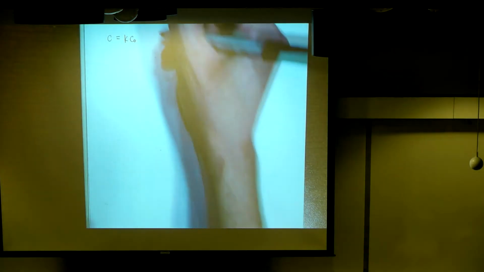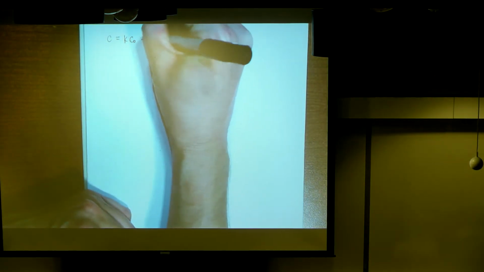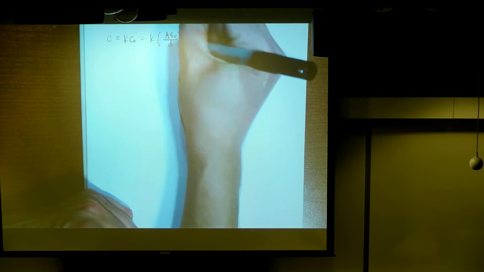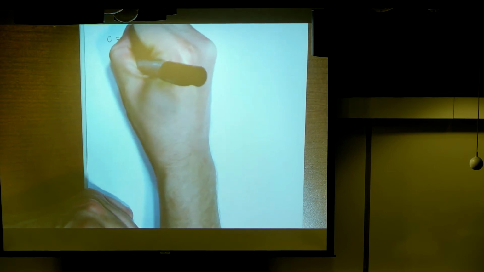Now this is a parallel plate capacitor, right? It doesn't have any other type of geometry like a cylinder or something. Can anyone tell me what is the formula for the capacitance of a parallel plate capacitor? A epsilon naught over D. Yeah, so this is A epsilon naught over D. This is a parallel plate capacitor.